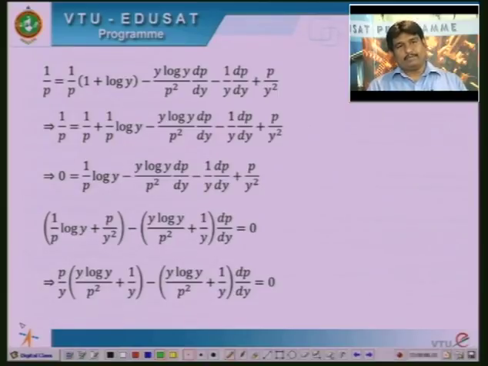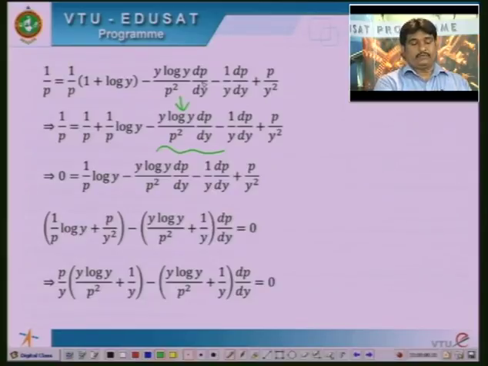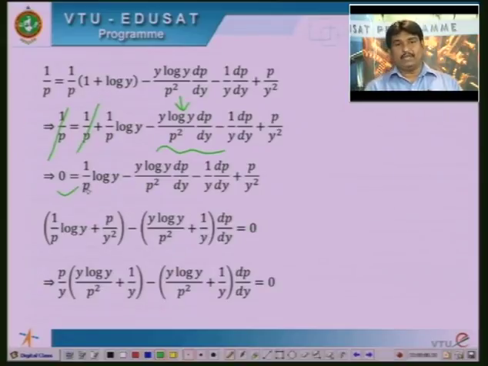Now multiply 1 by p. 1 by p equals 1 by p plus 1 by p into log y minus y log y by p square into dp by dy as it is, minus 1 by y dp by dy plus p by y square as it is. Cancel 1 by p, you will get 0 equals 1 by p times log y minus the other 3 terms as it is.